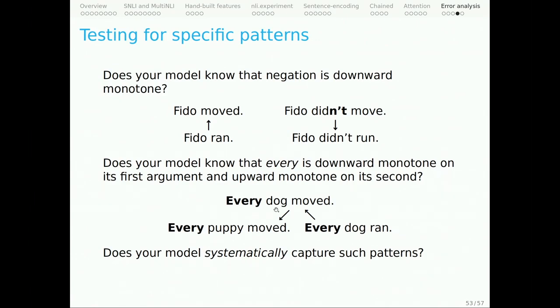And you will certainly be disappointed if you try something a little bit more sophisticated, like, does your model know that every is downward monotone on its first argument and upward on its second? This is a semantic fact that I think is very clear. But your model probably will not have the systematicity that leads you to think that, yes, it has fully encoded this logical fact. You will find some examples where it seems to be behaving in accord with this generalization, and others where it does something quite crazy, even if it is performing well on a large-scale assessment like SNLI. And that's something to think about.